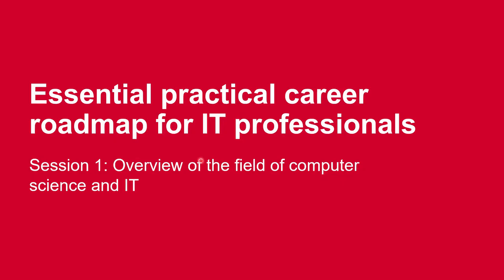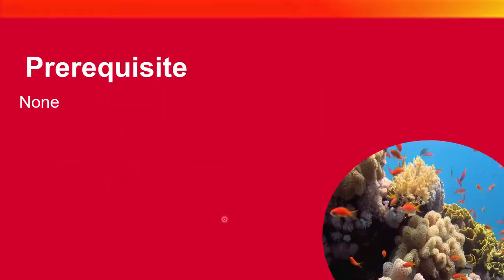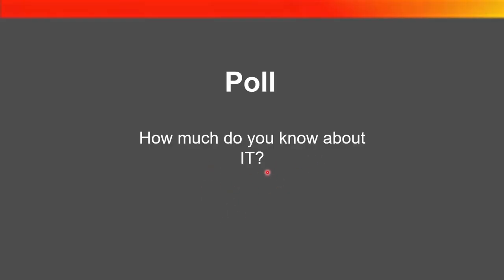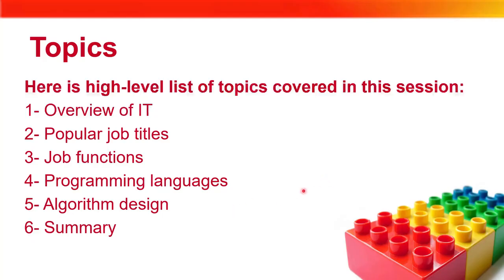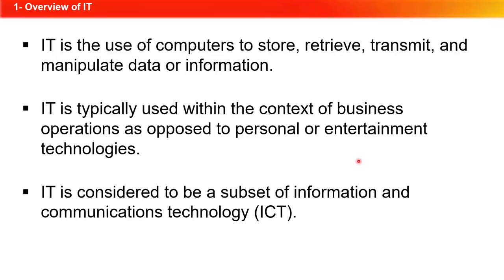Essential Practical Career Roadmap for IT Professionals. This is session 1, overview of the field of computer science and IT. There are no prerequisites for this course. Just something to think about before we proceed. How much do you know about IT or information technology? Our topics: an overview of IT, popular job titles, job functions, some of the popular computing languages, algorithm design, and our summary.